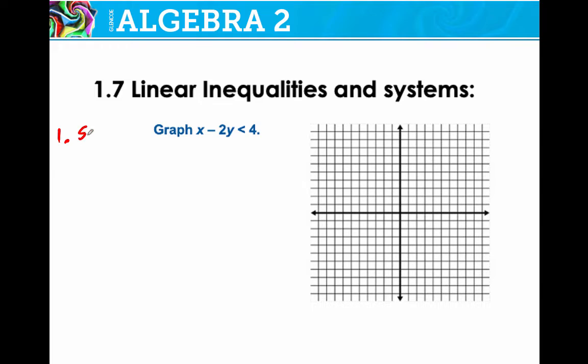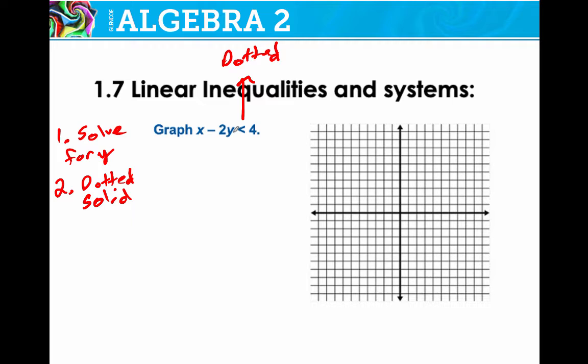One, you're going to solve for y. We're going to get it into y equals mx plus b. Watch out, if you divide by a negative, you have to flip the sign. Two, dotted or solid. You can tell before you start. You know this one's going to be dotted. It's like an open circle because it's not or equal to. If it was or equal to, then it's solid.